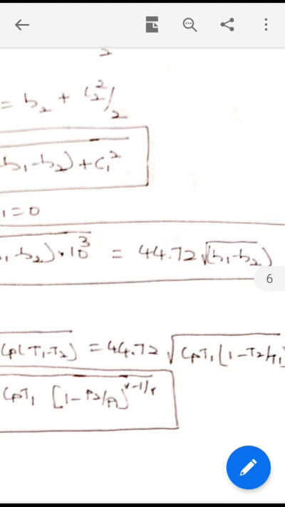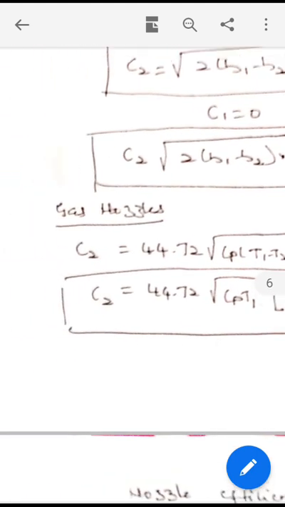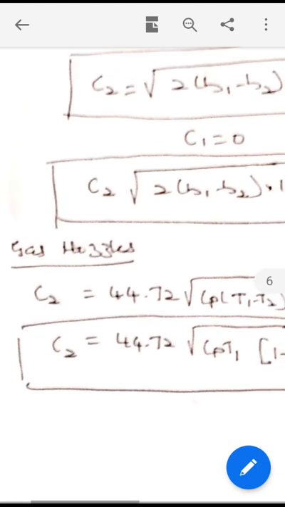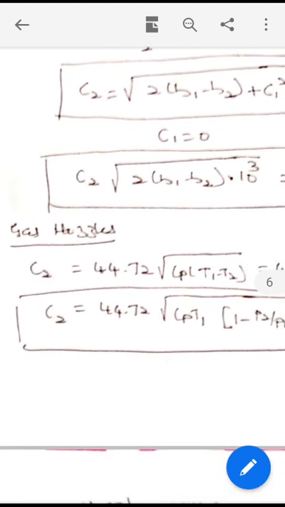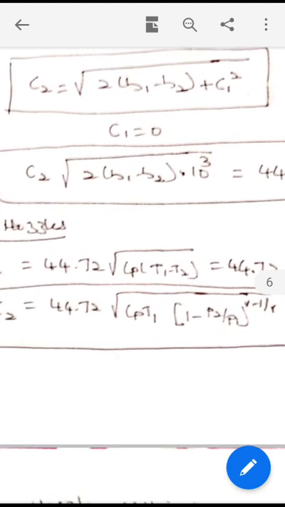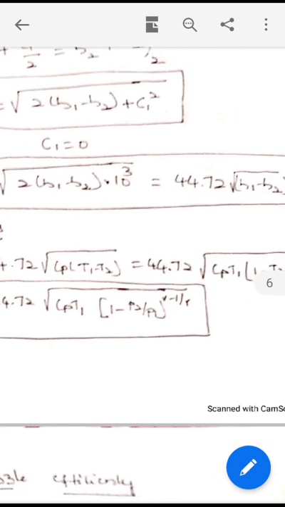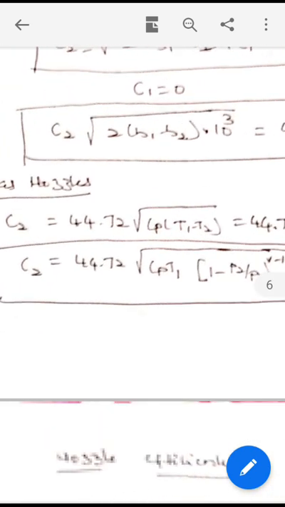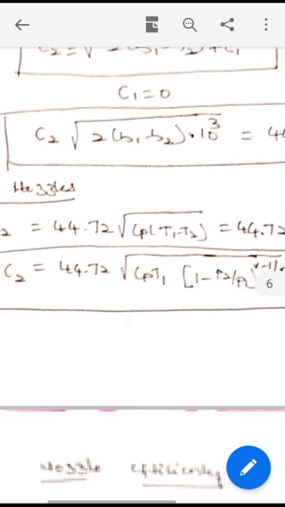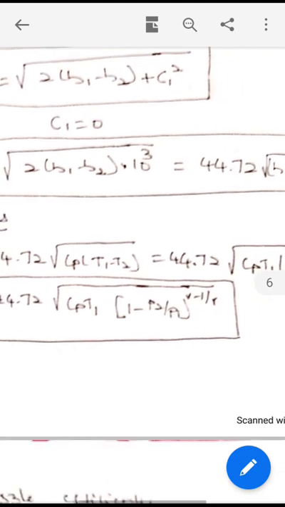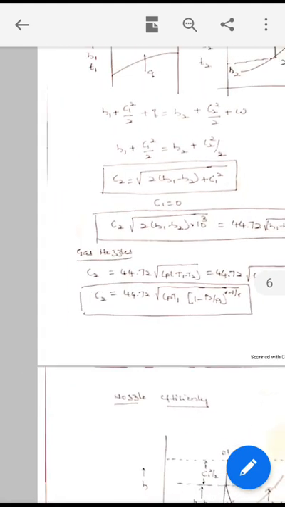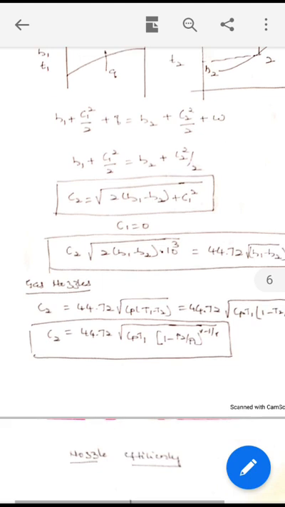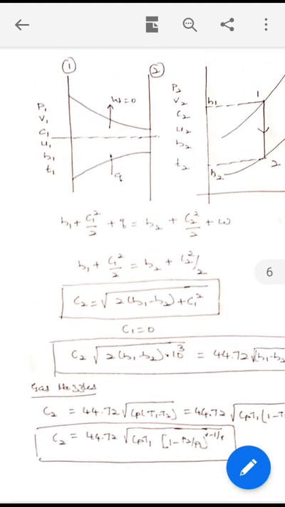This gives 44.72 root of (h1 minus h2). For gas nozzles, h is equal to Cp into T. C2 equal to 44.72 root of Cp (T1 minus T2), equal to 44.72 root of Cp T1 (1 minus T2 by T1). C2 equal to 44.72 root of Cp T1 into [1 minus (P2 by P1) raised to (gamma minus 1) by gamma]. So these are some of the fundamental terms associated with nozzles and diffusers. We can continue next class.